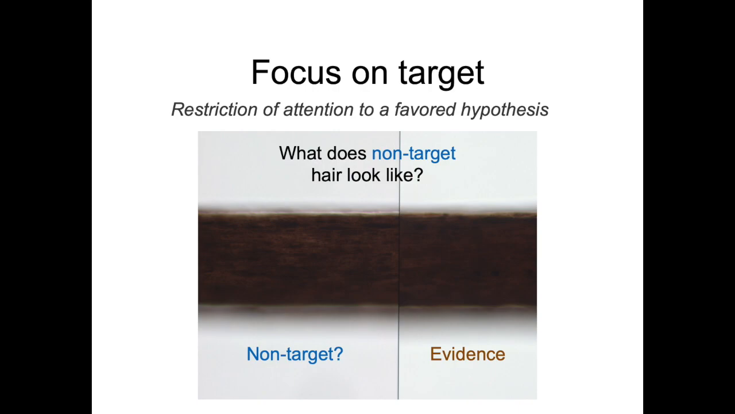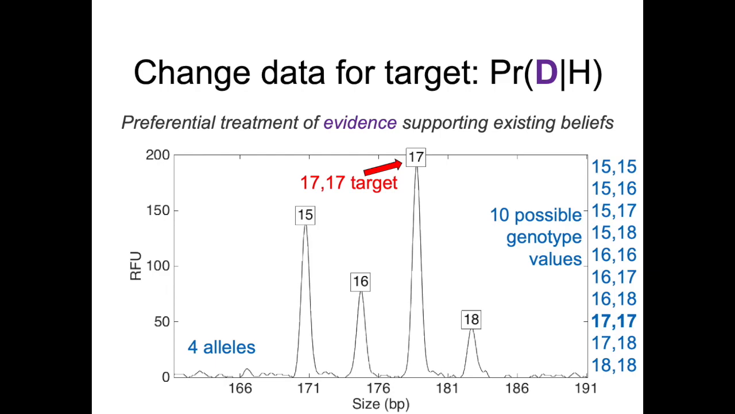evidence that was found? This short tandem repeat, or STR, DNA data shows another type of confirmation bias where the examiner might change the data based on the target. We see this in the likelihood function, probability of the data given the hypothesis, where the data is altered with preferential treatment of evidence that supports the target.